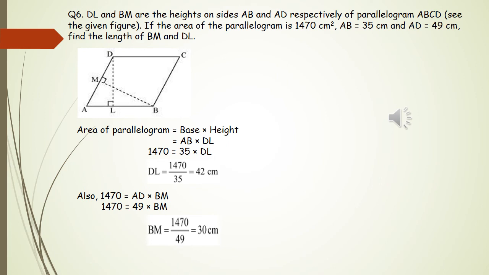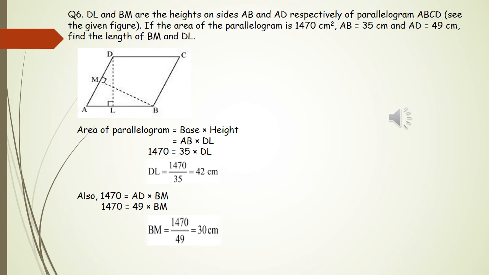Sum number 6. DL and BM are the heights on the sides AB and AD respectively of a parallelogram ABCD. If the area of the parallelogram is 1470 centimeters square, AB is equal to 35 centimeter and AD is equal to 49 centimeter, find the length of BM and DL. Here the area of parallelogram is equal to base into height, that is AB into DL. So 1470 is equal to 35 into DL. DL is equal to 1470 divided by 35, that is equal to 42 centimeter.